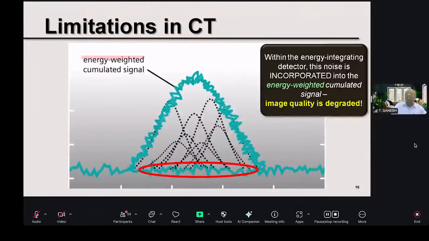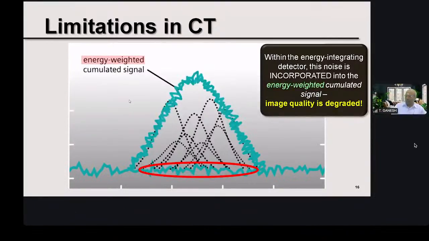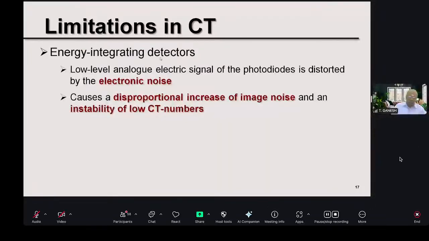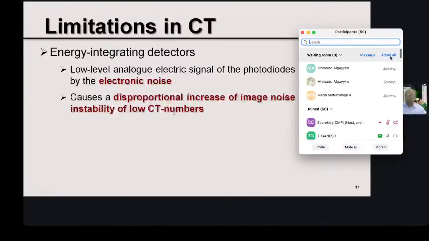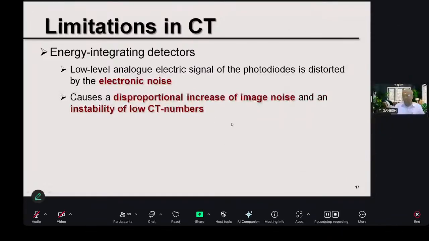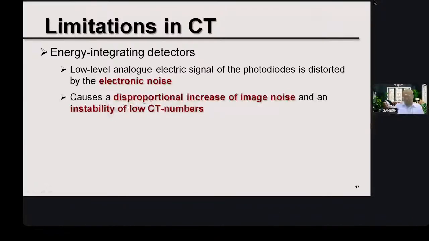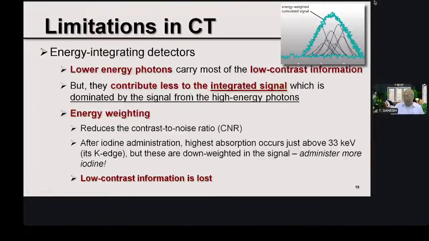And then we call it as energy weighted. Why do we call it as energy weighted? Let's see why. But first, the energy integrating detectors, the noise, what does it do in these detectors? The low-level analog electric signal of the photodiodes is distorted by the electronic noise. So the noise causes a disproportional increase of the image noise and an instability of the low CT numbers. So that is problem number one.